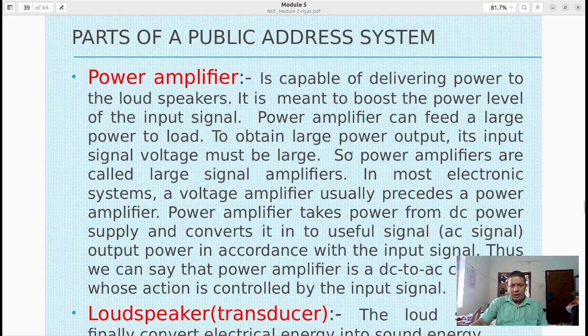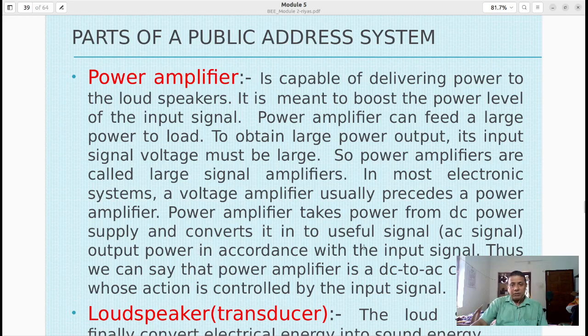Again, to obtain large power output, its input signal must be large. That is, the input signal of the power amplifier should be large. So power amplifiers are called large signal amplifiers. Voltage amplifier has another name, that is known as small signal amplifier. Power amplifier has got the name large signal amplifier. In most electronic systems, a voltage amplifier usually precedes a power amplifier. That is, there will be a voltage amplifier before a power amplifier, and that voltage amplifier is known as preamplifier.